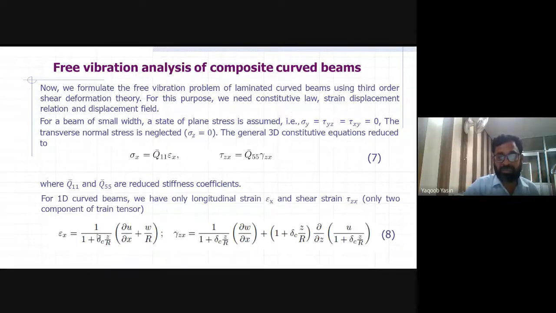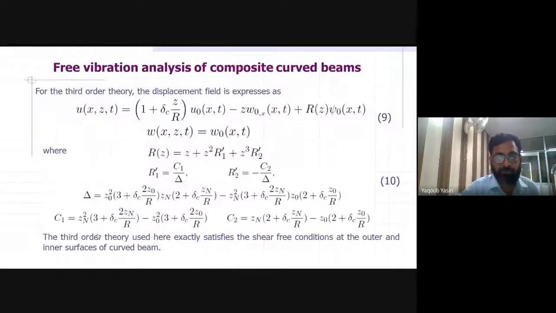Now third will be which theory we are using. For example, we can use the classical beam theory, we can use first order shear deformation theory, we can use third order shear deformation theory. The third order shear deformation theory will be slightly advanced. Therefore, we will use this theory for the derivation. Because we are using third order theory, we can use this for thin beam and we can use this for thick beam as well. It works both for thin and thick beams.